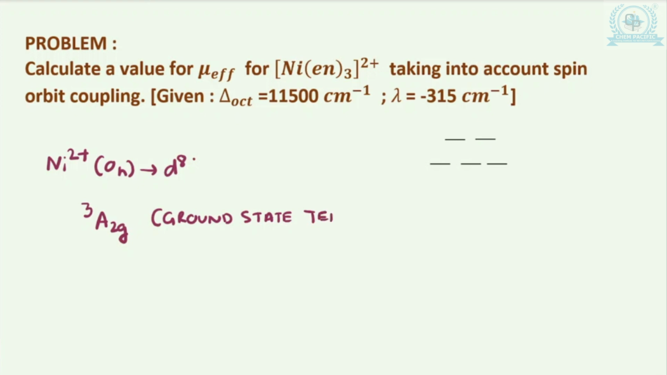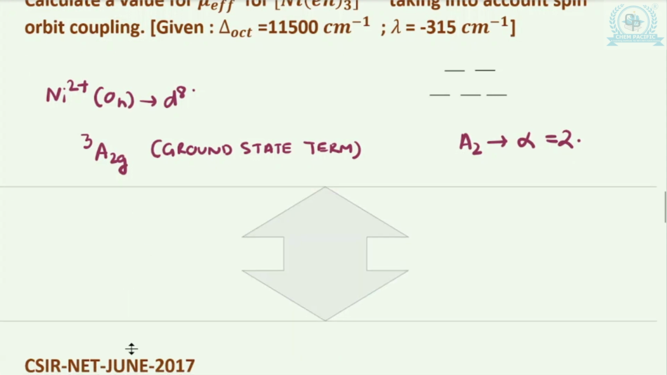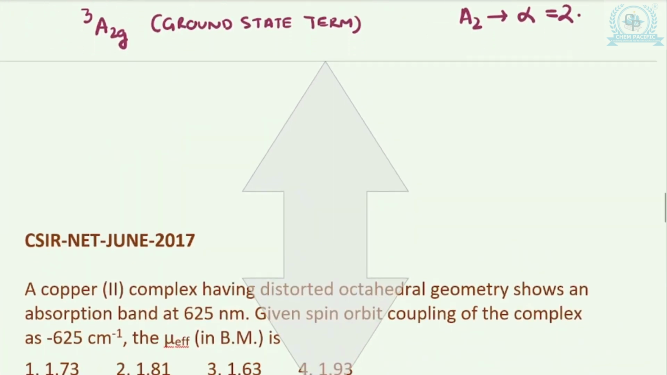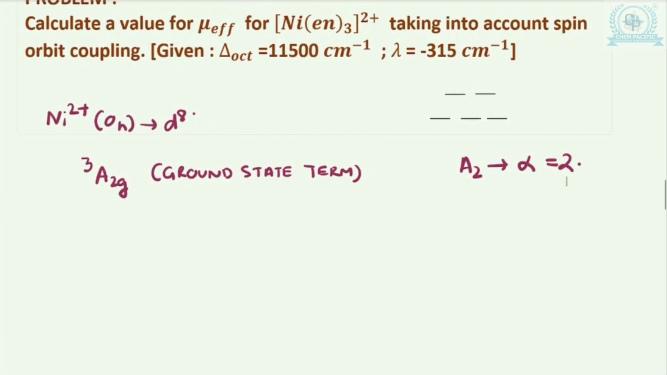Just now I have also discussed with you that if the ground state term is A2, then the alpha value, as I just discussed, will be 2, okay. Now as per the formula, what is our formula? One more minute. So as per the formula, let us solve this. You have D8, so 1, 2, 3, 4, so n has the value 2.